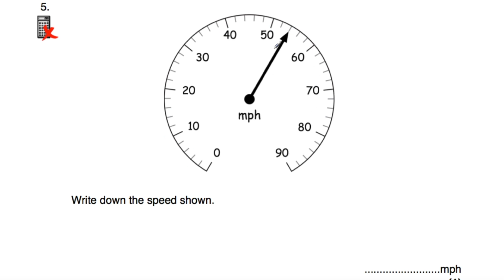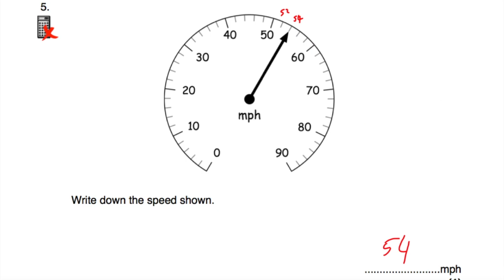And we've just been asked to write down the speed shown. So we've got 0 and 10, so it's not going to be 1, 2, 3, 4, 5, that's 10. Is it 2s? 2, 4, 6, 8, 10. Yeah, so each time it's getting bigger by 2. So that means that's going to be 52, and this number will be 54. So that's 54 miles per hour. And that's the speed shown on that speedometer.